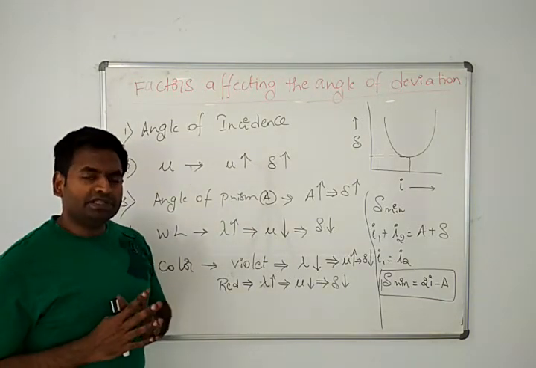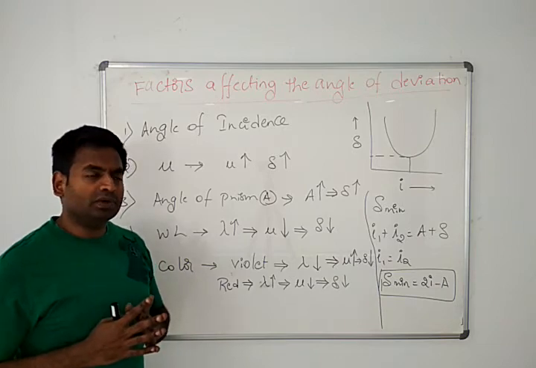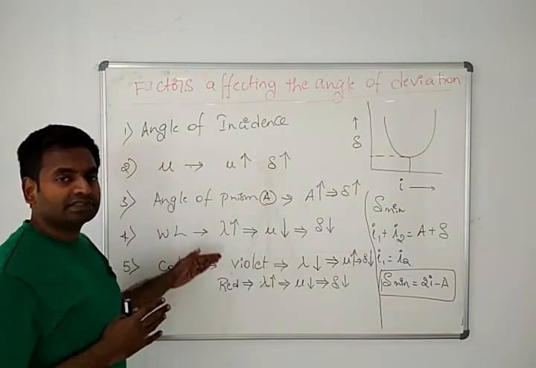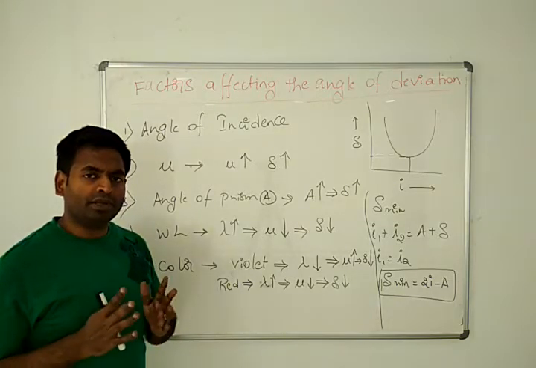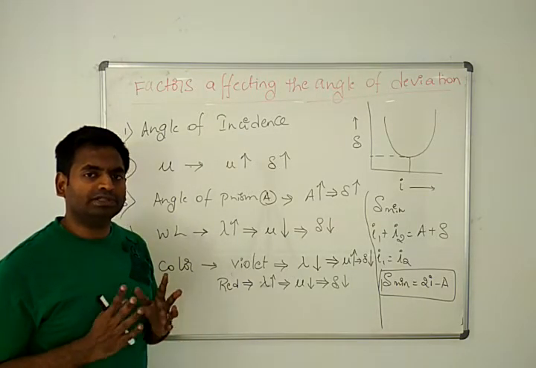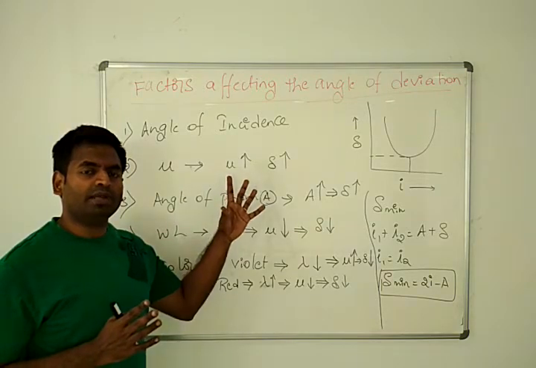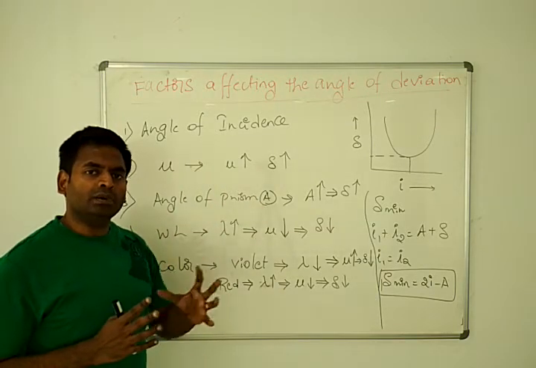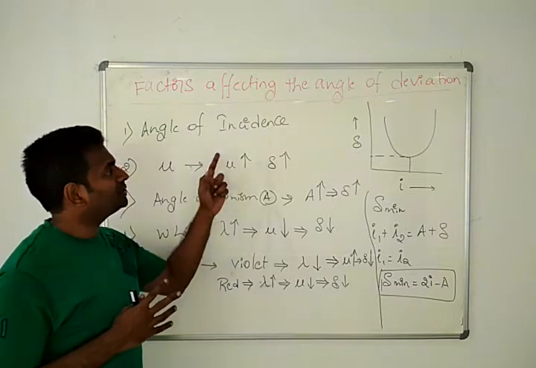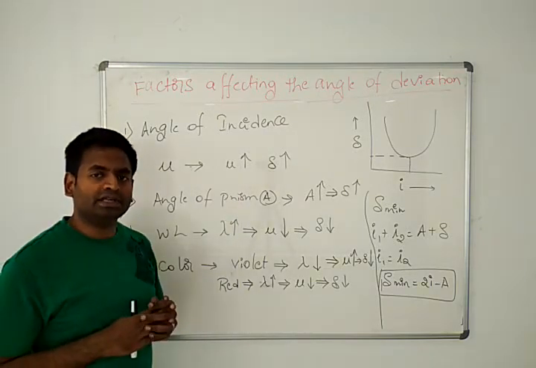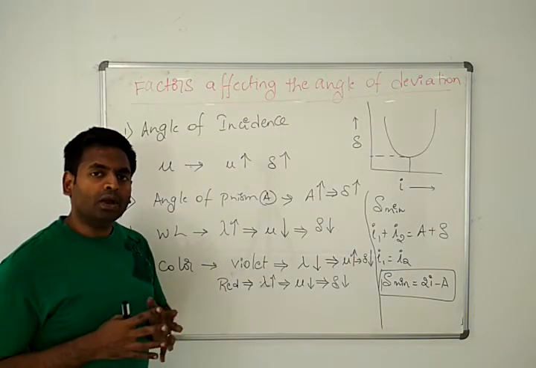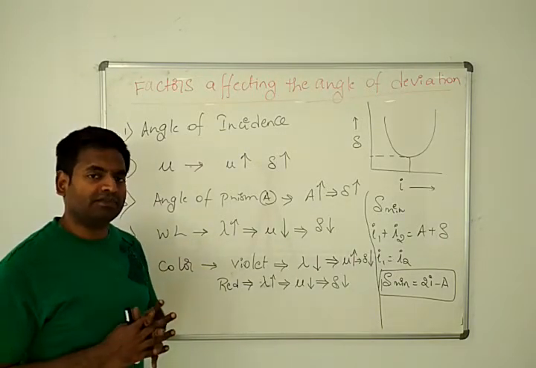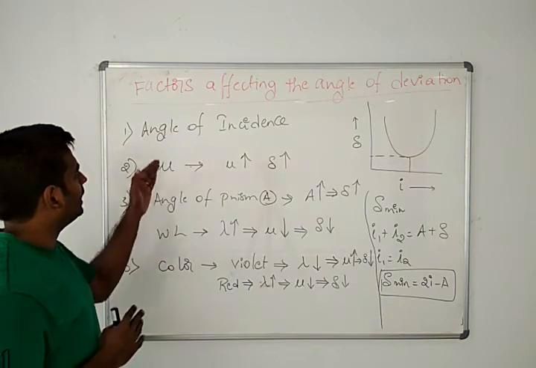So the angle of deviation is an important parameter, and we need to know what are the factors that affect the angle of deviation. It is not only important from the point of your examination, but also from the practical point, because whenever we want to make optical instruments, we need to control this angle of deviation, and controlling the angle of deviation is possible only when we know what are the factors that are affecting it. So let's look into the parameters.